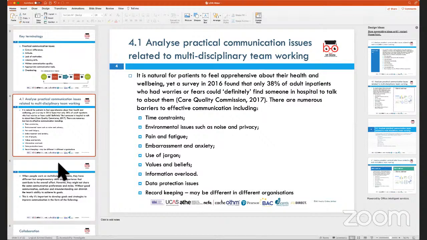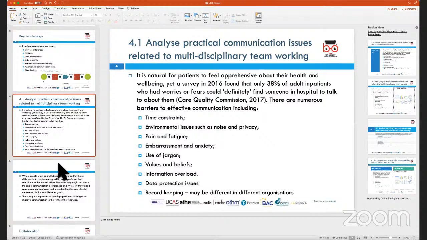And the conclusion of that survey was that patients naturally feel a bit apprehensive about their health and well-being, because they feel that there are numerous issues or barriers, or let's say obstacles, which get created when communication isn't very clear or is not consistent in terms of providing information to patients receiving care in a setup like a hospital or a care home.